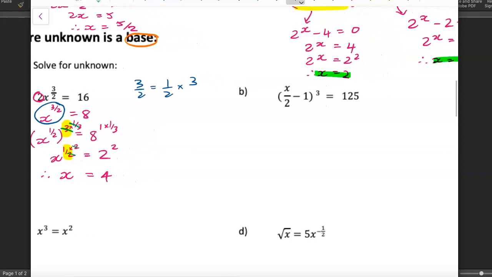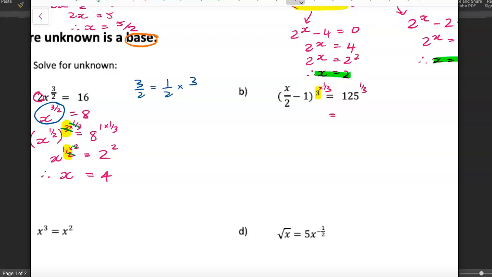So let's try this with part B. We've got x over 2 take 1, that whole expression to the power of 3, equals 125. So straight away, I need to get rid of this power of 3 or this cube. We could think about this as cube rooting everything on each side, or another option is to put everything to the power of a third.